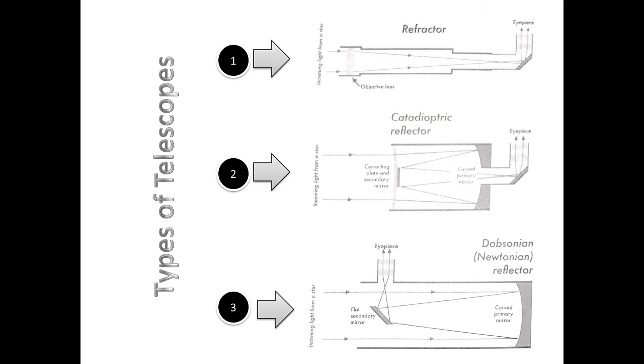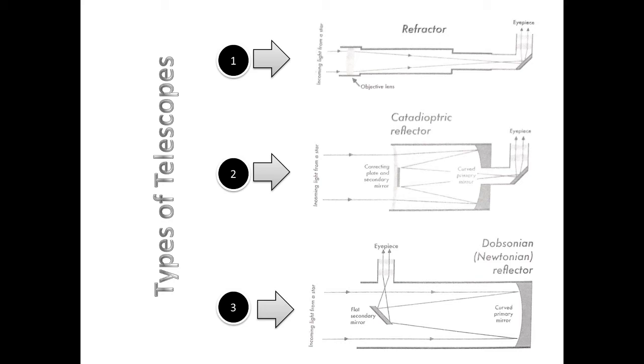Types of telescope. Now, there are basically three types of telescope. And astronomical telescopes have two very different jobs. It must make the dim object look brighter. It must make the small object look bigger. The telescope accomplishes these two jobs in two stages.